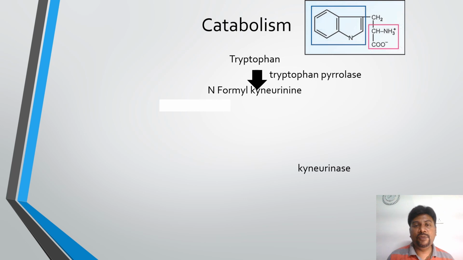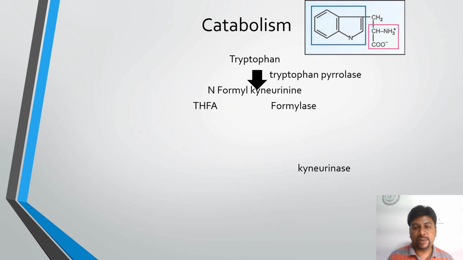Next, the second enzyme which plays a key role in tryptophan catabolism is kynureninase. But this kynureninase will act only on hydroxykynurenine, not on formylkynurenine. So what we have to do is the formyl group has to be replaced by a hydroxyl group. How we can do that: in the first step, the formyl group will be removed by tetrahydrofolate.